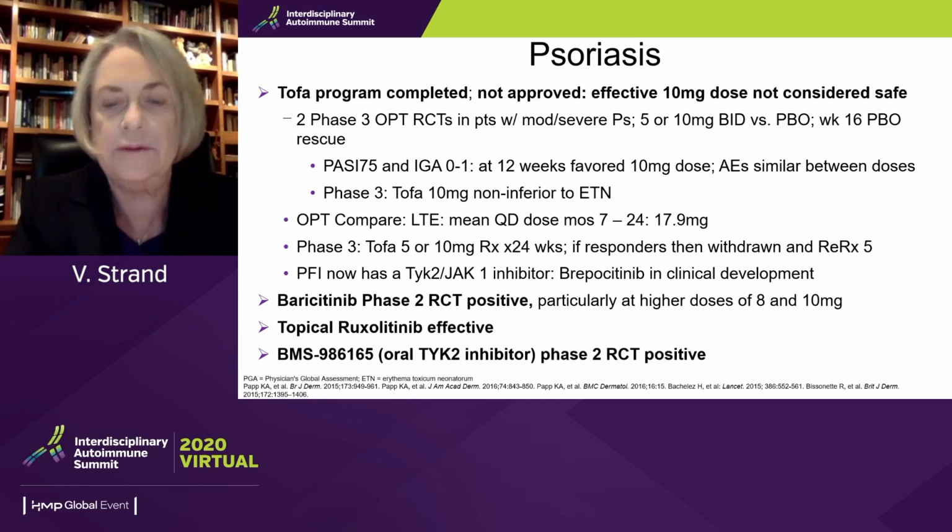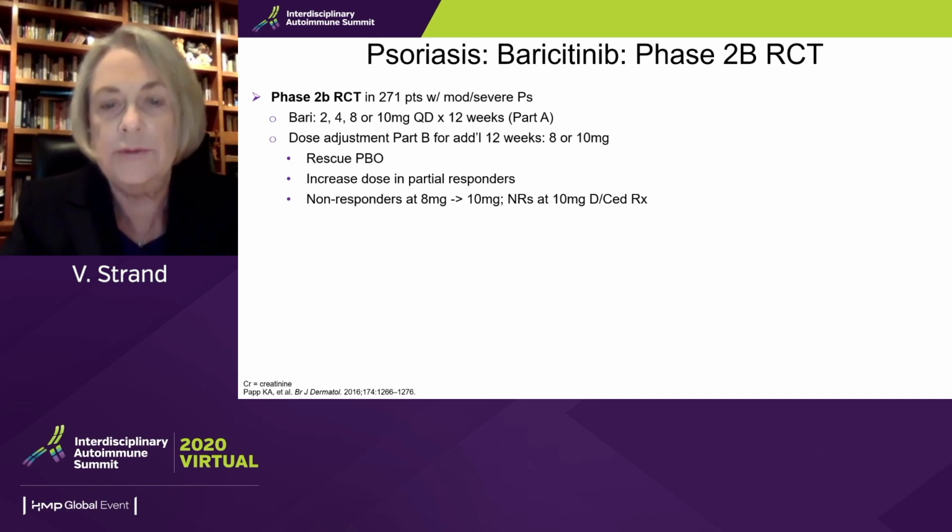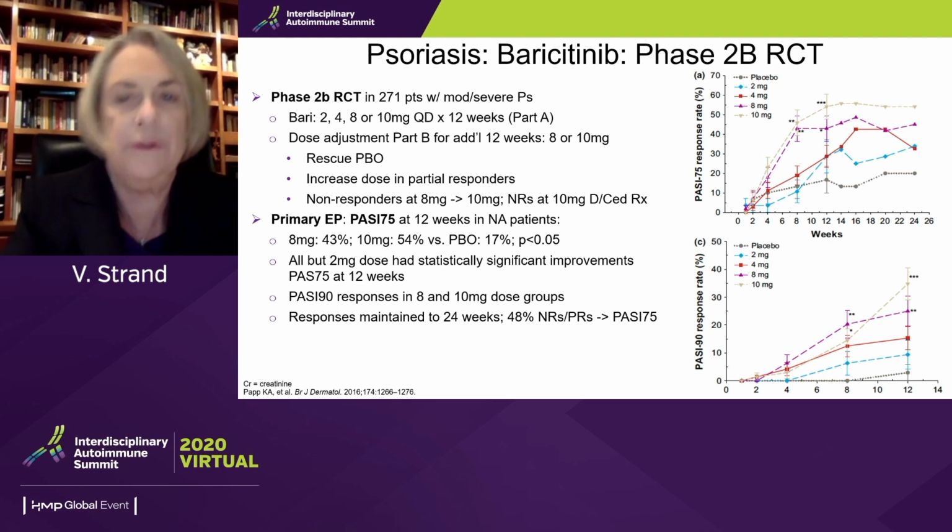So this is the phase 2b trial in psoriasis with baricitinib. And interestingly enough, they used some very high doses, 10 and 8 milligrams, as well as the usual 2 and 4. And with the concerns that 4 wasn't even approved in the U.S., we're not exactly sure what's going to happen in this program.